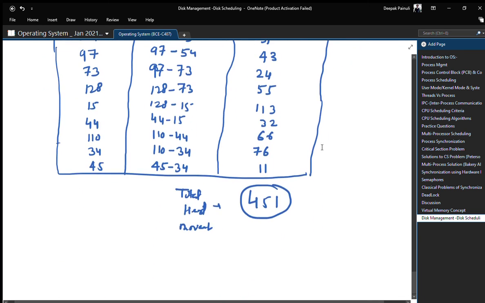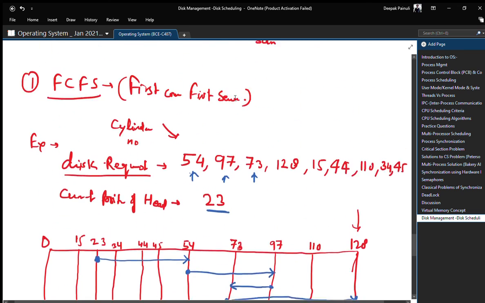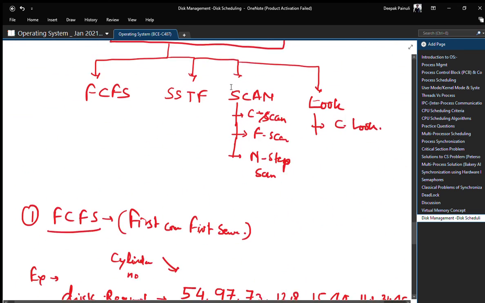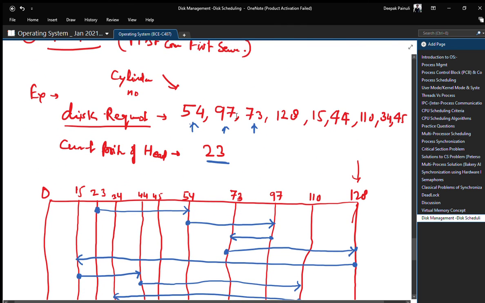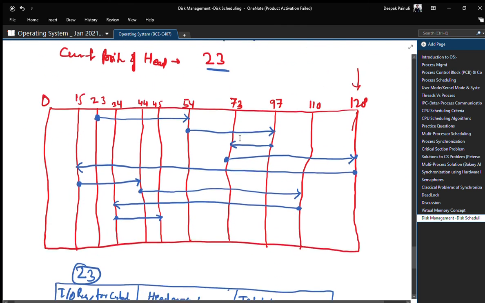Okay guys, so this is our disk scheduling criteria, and under this we covered FCFS. I think you understood it.